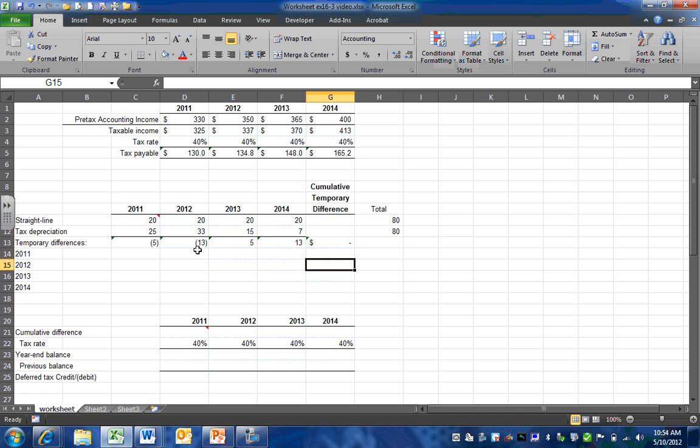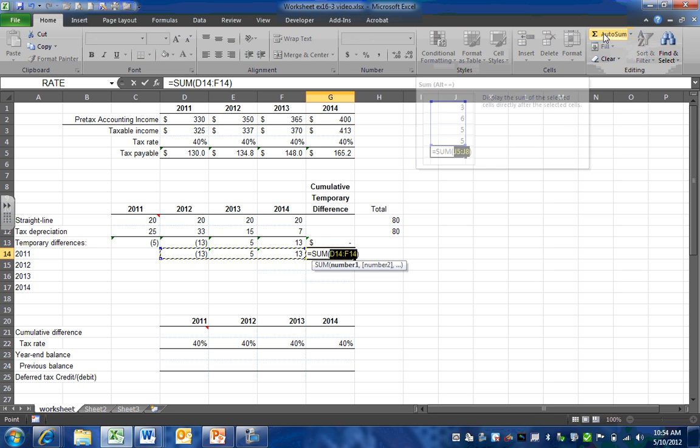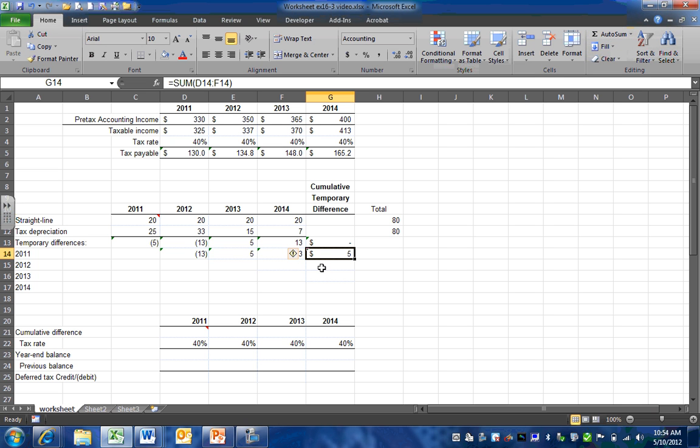In 2011, the future differences that remain are the 13 million in 2011, the 5 million in 2012, and the 13 million in 2014. So the cumulative difference right now in 2011 is a difference of $5 million.